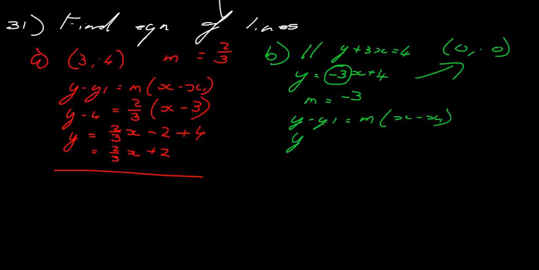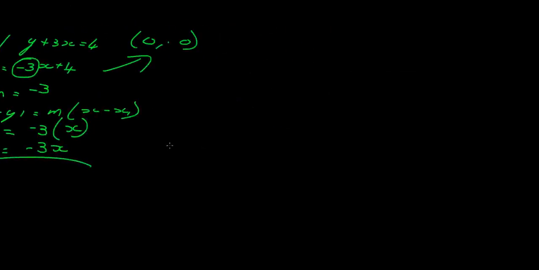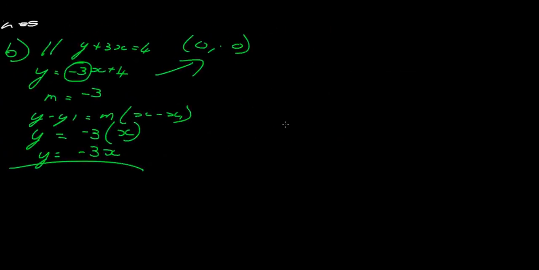Y minus y1 is 0, so I'm not going to write it. M is minus 3, x minus 0 again. So x. So that is y equals minus 3x. Okay? There's the equation of our second line.